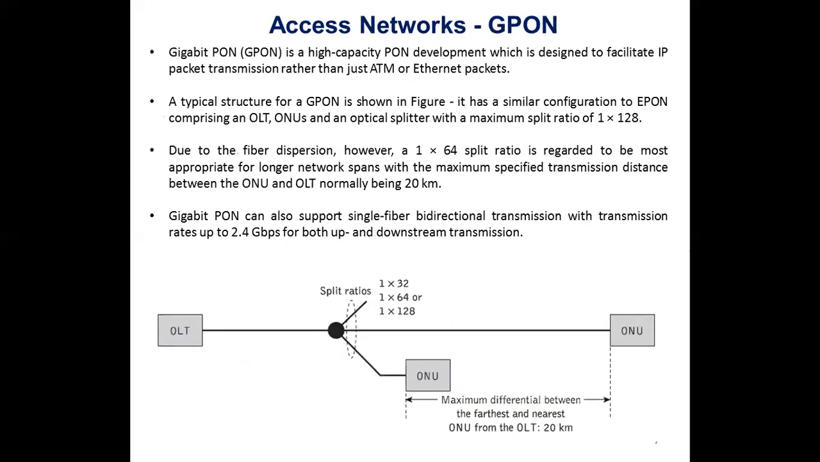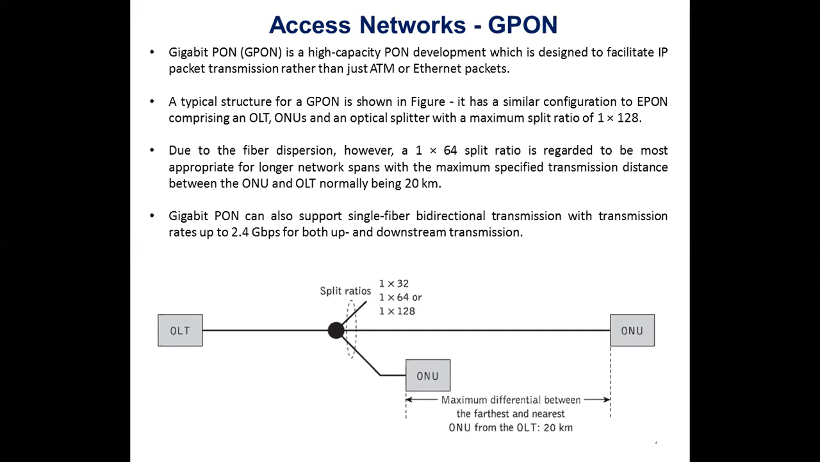Next come the gigabit passive optical networks. These are high capacity PONs designed to facilitate Internet Protocol packet transmission rather than the ATM or the Ethernet packets. So the structure is shown in the diagram, and the configuration is similar to that of the PON and comprises the OLT, ONUs, and splitter. The ratio of splitting is 1 cross 128. That is the maximum.